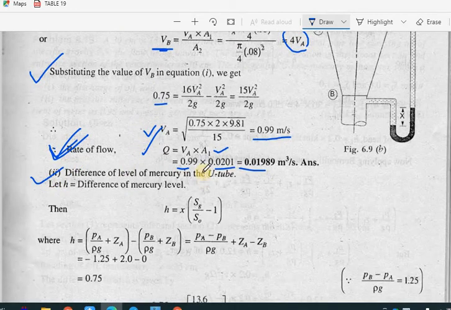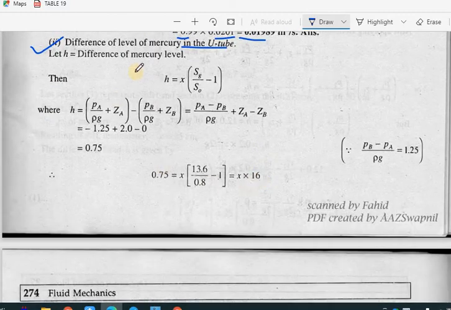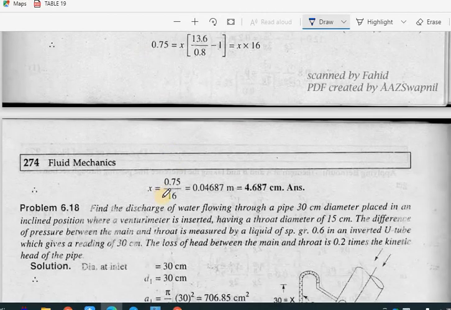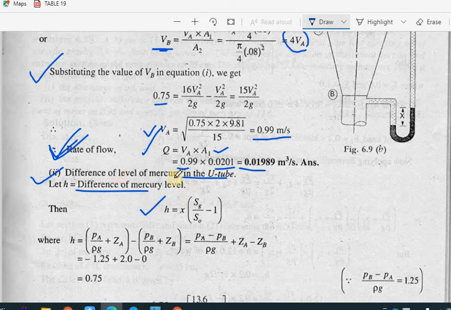So now we are replacing this by your U-tube manometer. We need to calculate the difference of level in the mercury tube. So H equals to what? This is the formula for your difference of level, H. So we need to calculate the value of H, that means we need to calculate the value of X. This is the formula for difference of mercury level: X equals to what? Sg by So minus 1. Or we can directly use this formula. We have got two formulas, and we can use either one.